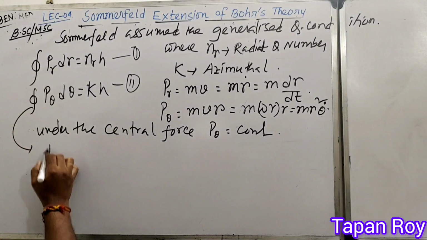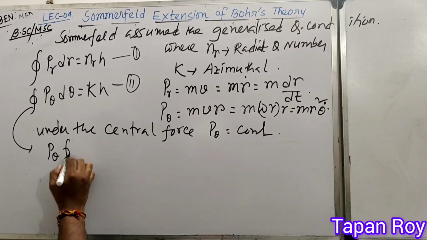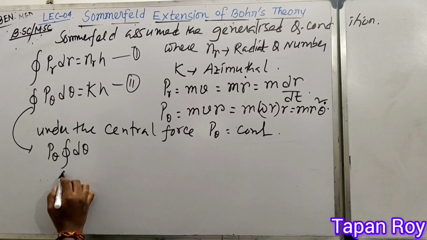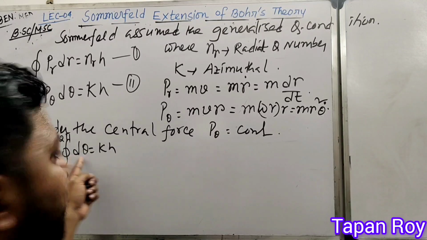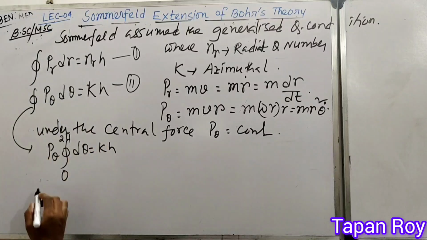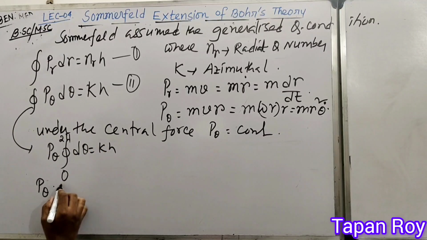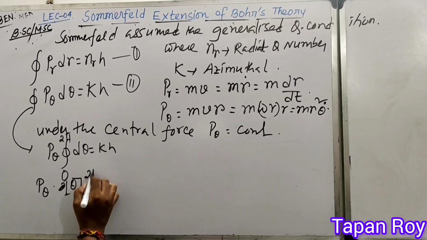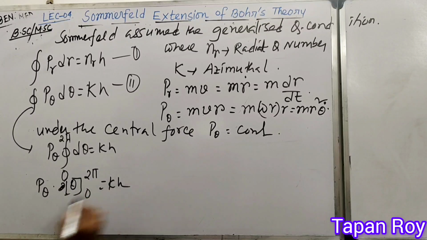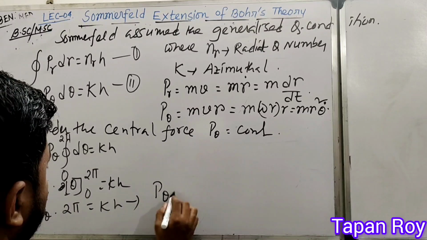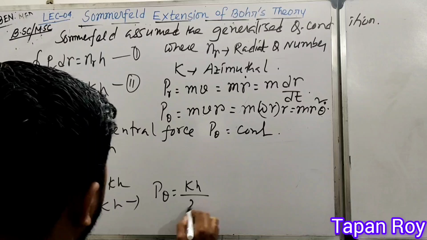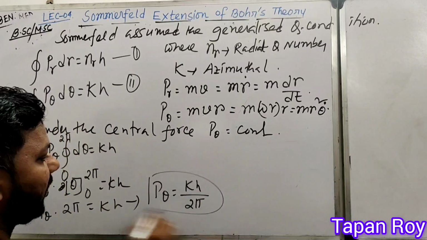So here P theta is outside the integration, and the closed integration of d theta, limit 0 to 2 pi, is equal to K into H. If we integrate d theta, we will get P theta into theta over the limit 0 to 2 pi equal to K into H, or P theta into 2 pi is equal to K into H, or P theta is equal to KH by 2 pi, right?